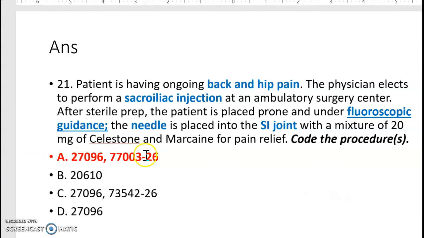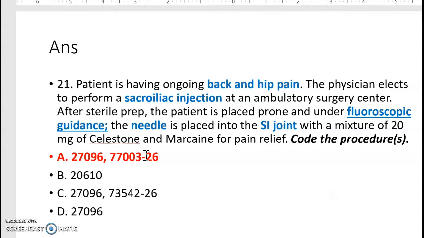Remember, we do not forget the modifier, because modifier 26 is a professional component, because you are coding for the CPT procedure code. The procedure was done by the doctor. You always put a radiology code for the doctor, which is the modifier 26, giving him the part of the payment from the insurance company. Professional component modifier 26 is only for the physician services, not for the machines used in a certain surgery center.